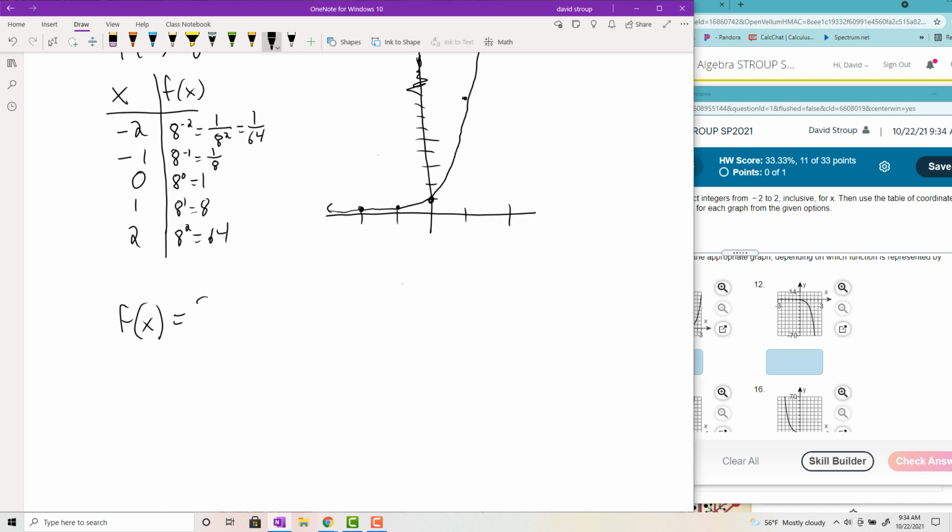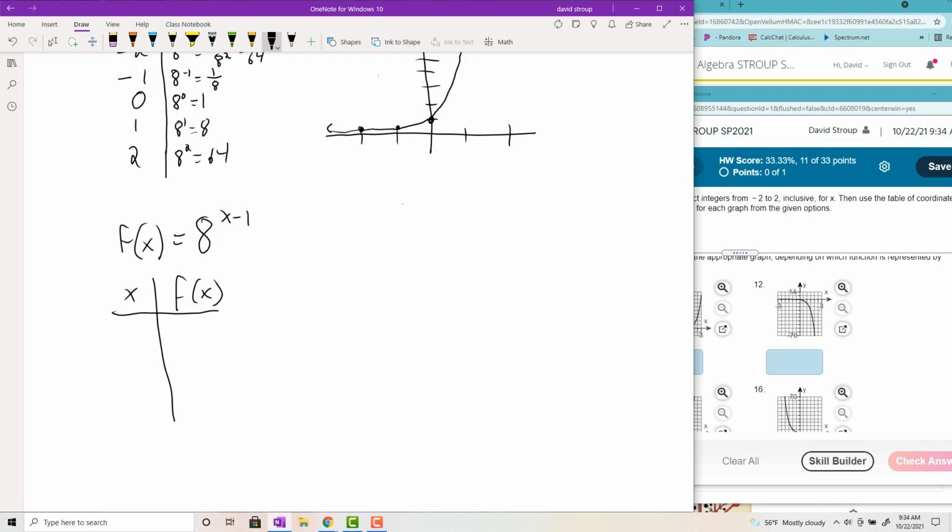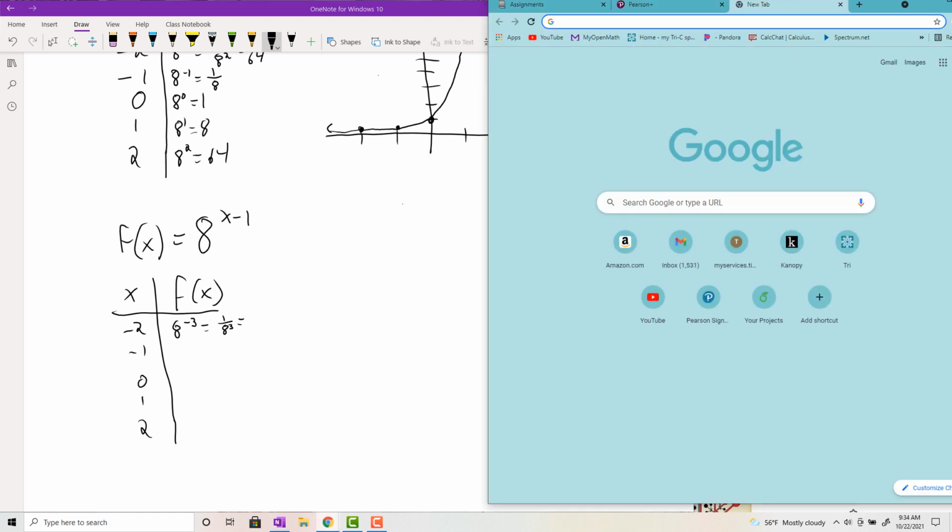For example, if you have f of x equals 8 to the x minus 1, of course again you could do a table of values. So again I'll go from -2, -1, 0, 1, 2, and I'll have 8 to the -2 minus 1, which is 8 to the -3, which is 1 over 8 cubed.